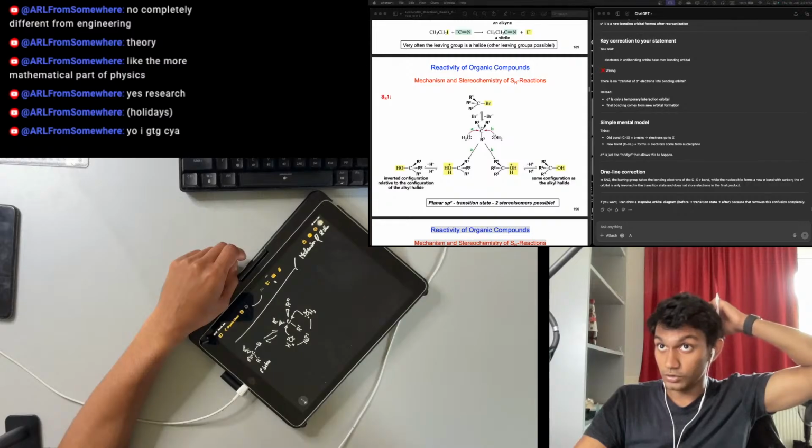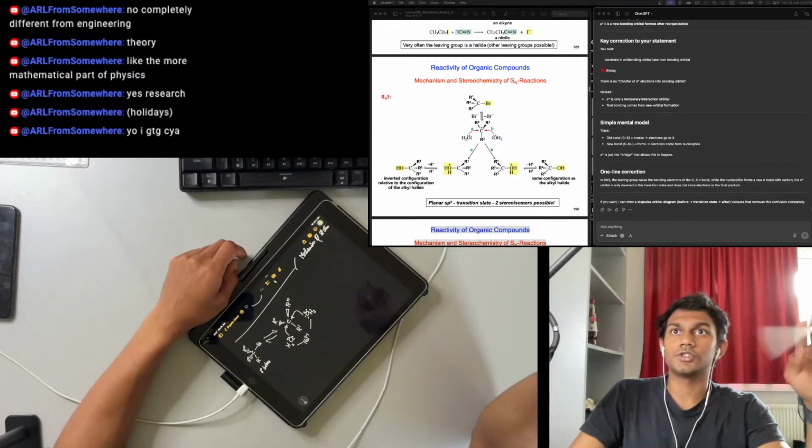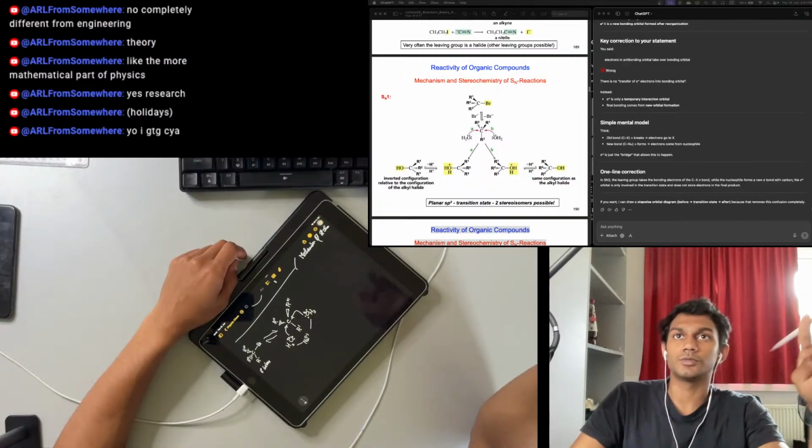Nucleophile, and we get a planar sp2 transition state, two stereo isomers possible.